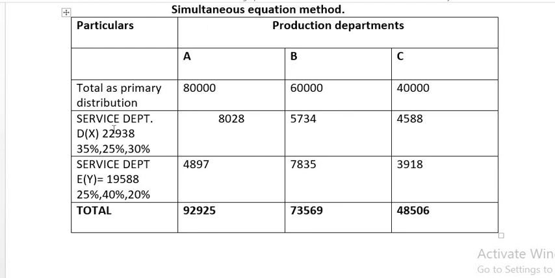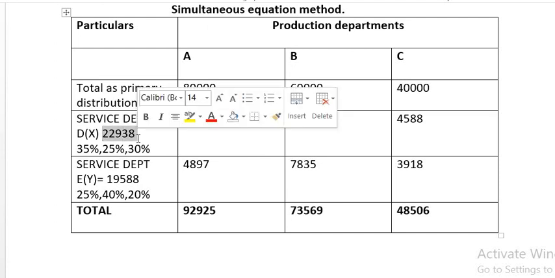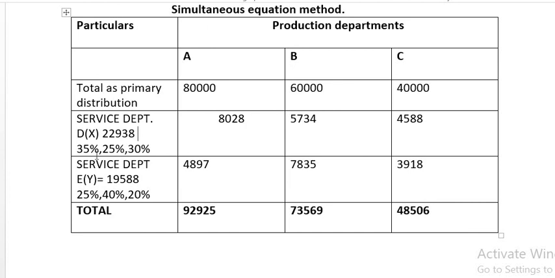Now we have the x value, which is equal to 22,938. We have to reapportion as per the given percentages. The percentages given are 35% for A, 25% for B and 30% for C. So now we reapportion to all the production departments, and it comes to 8,028, 5,734 and 5,588.